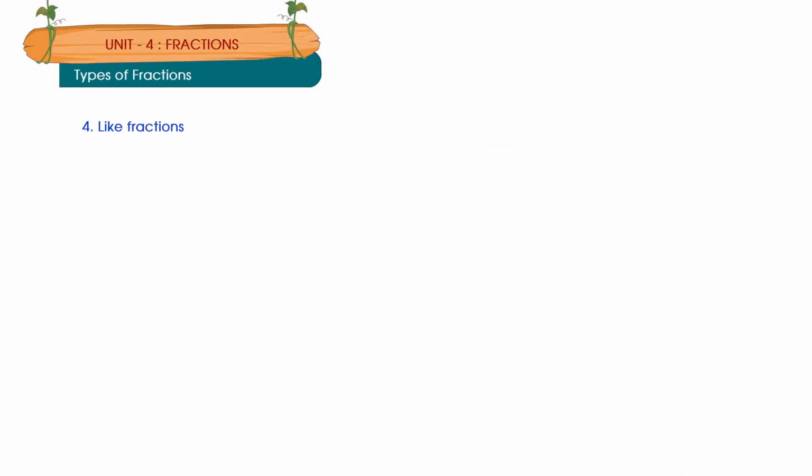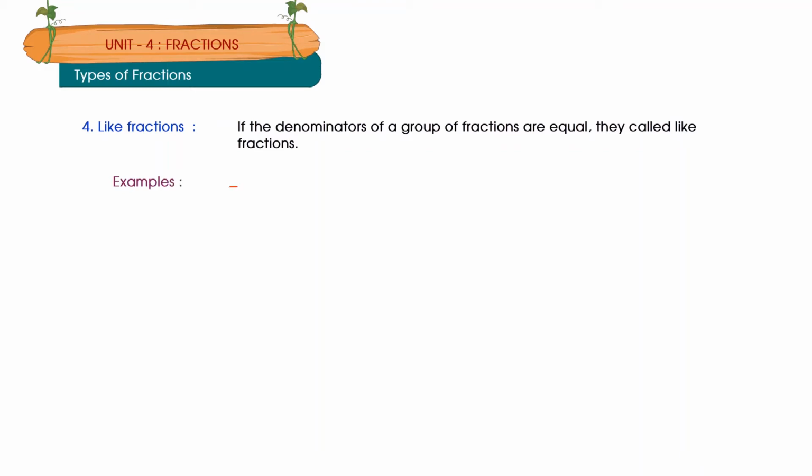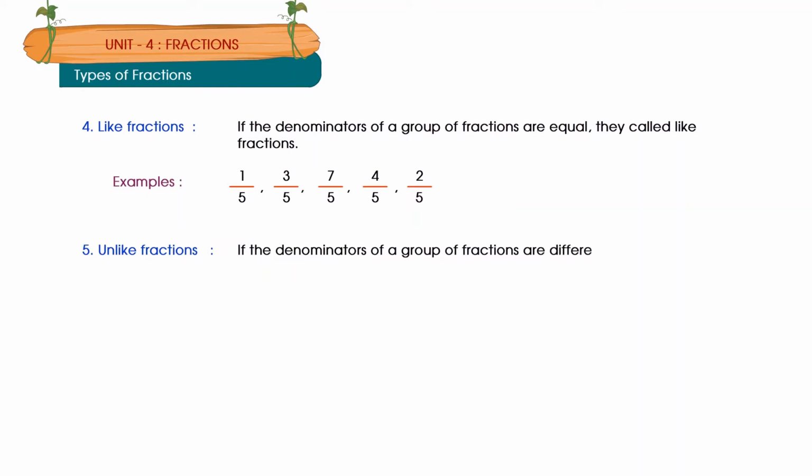4. Like fractions. If the denominators of a group of fractions are equal, they are called like fractions. Examples: 1/5, 3/5, 7/5, 4/5, 2/5. 5. Unlike fractions. If the denominators of a group of fractions are different, they are called unlike fractions. Examples: 2/3, 1/5, 3/4, 5/6.